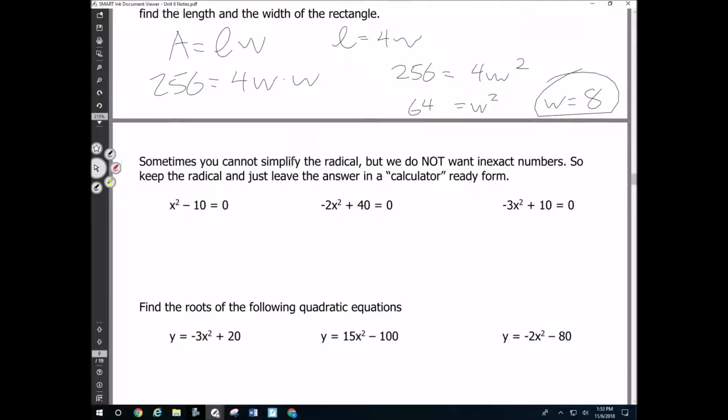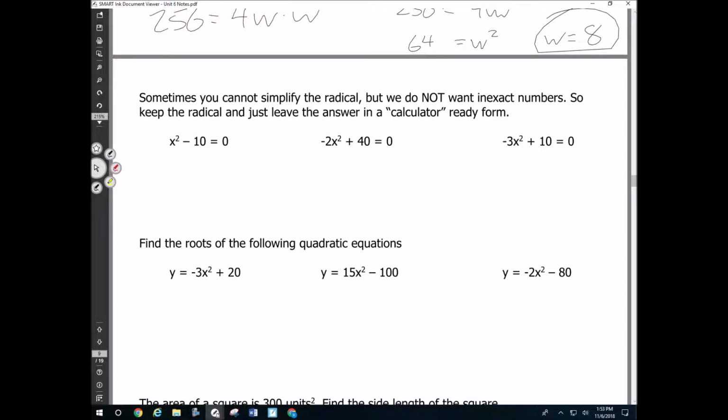So if we look at these three, we realize that if we isolate the x squared by adding 10 to both sides, and we take the square root of both sides, the square root of 10 is not an even number. Square root of 9 is 3. Square root of 10 is just the square root of 10. It's some number between 3 and 4, closer to 3.